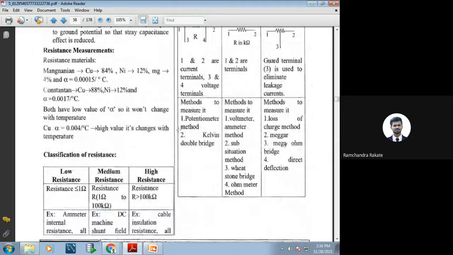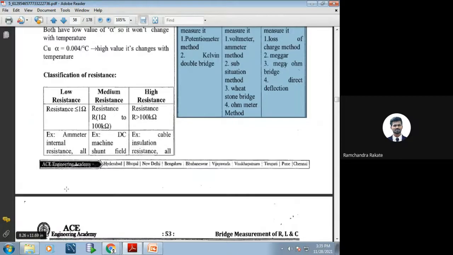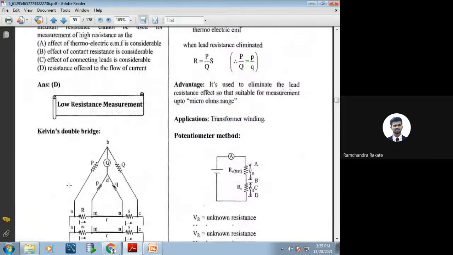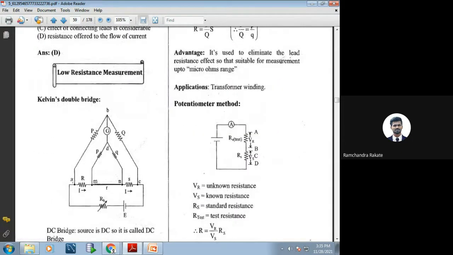Yes. Now the question will be, which are the different methods we need to follow for the measurement of resistance? Today's topic is about the bridges and the different methods. We have the potentiometer method and the Kelvin double bridge. We have the methods to measure such as the voltmeter-ammeter method, substitution method, Wheatstone bridge method. We have the loss of charge method, megger, megohm meter, and direct deflection. So there are certain methods, and based on that we will look at each and every method in detail. Okay, so let's begin with low resistance measurement.